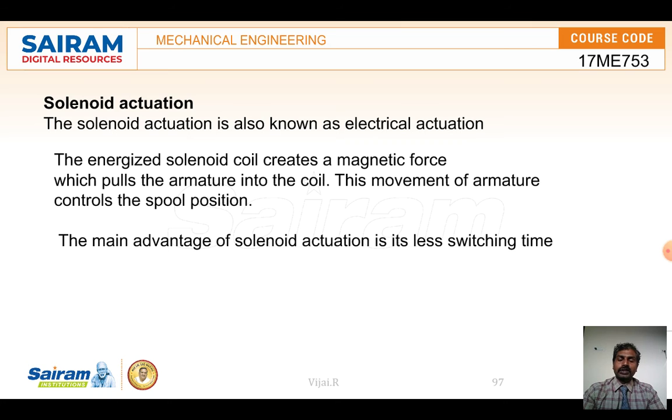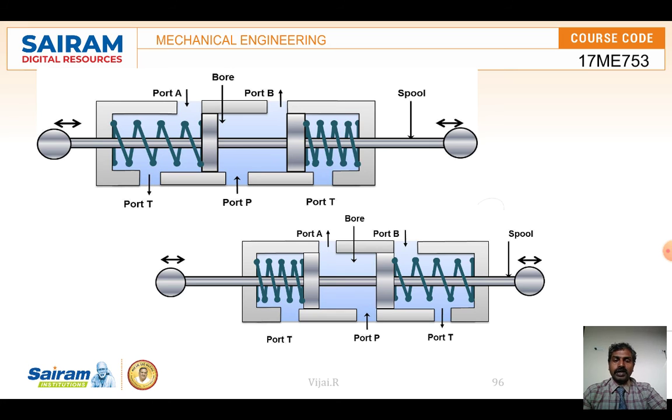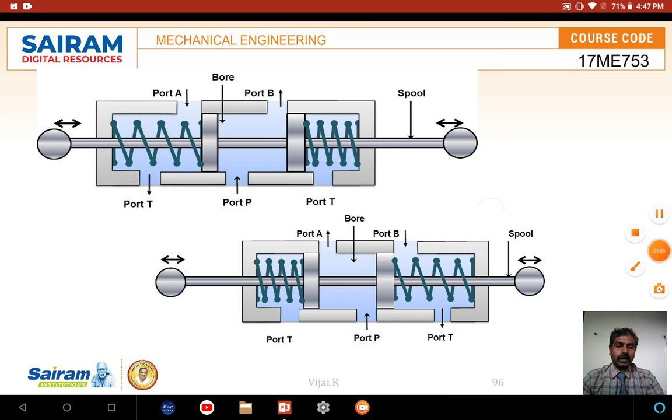And now solenoid actuation. The movement of the spool can be done manually, or with electrical actuation. A solenoid coil is there, and when the coil is energized, it produces a magnetic field, so that it will push the piston. By connecting a solenoid on both sides of the spool, as in this picture, the spool can be moved in both directions, either right side or left side. This is the spool here.